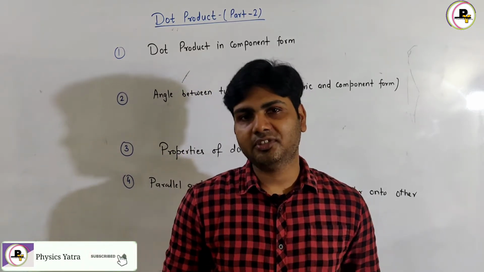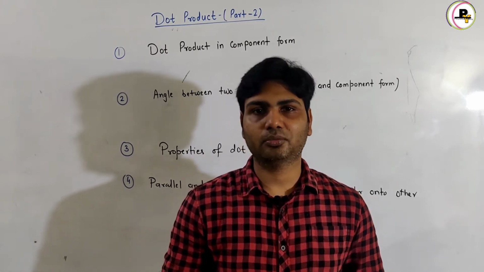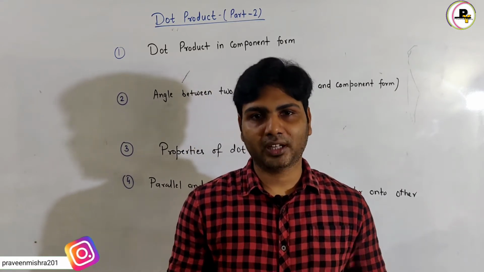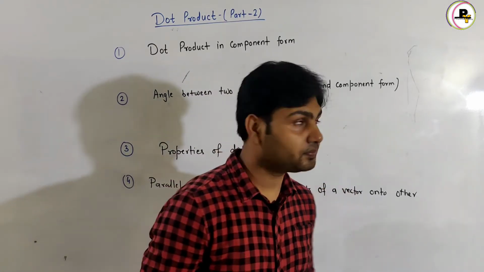In the previous lecture we studied what the dot product is and what the geometrical meaning of the dot product of two vectors is. Today we are going to study dot product part 2. So let's have a look at what points we are going to discuss in part 2.